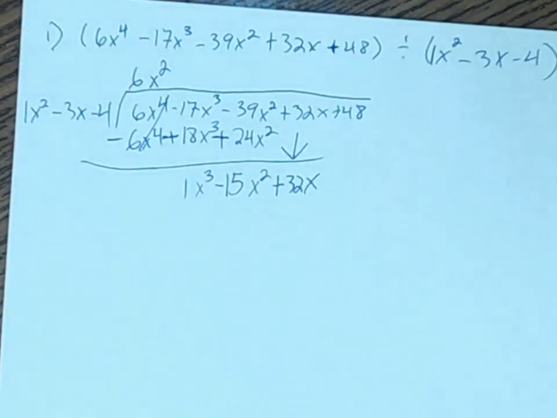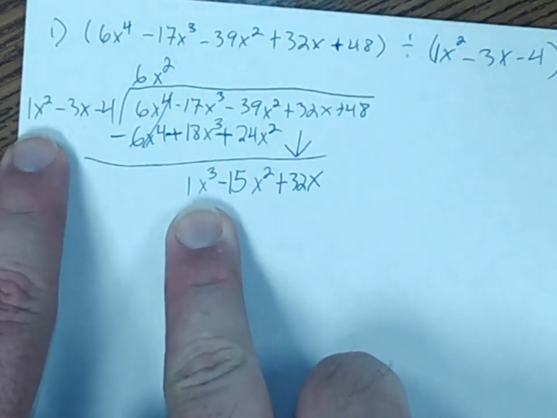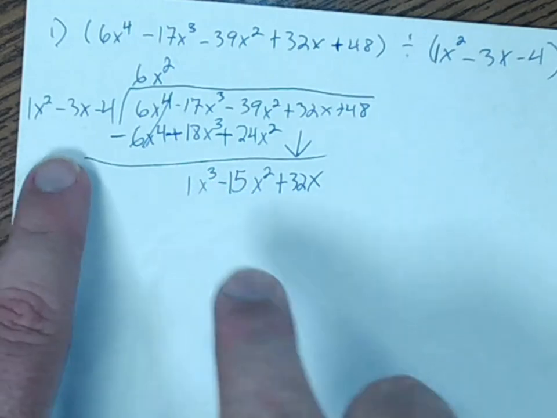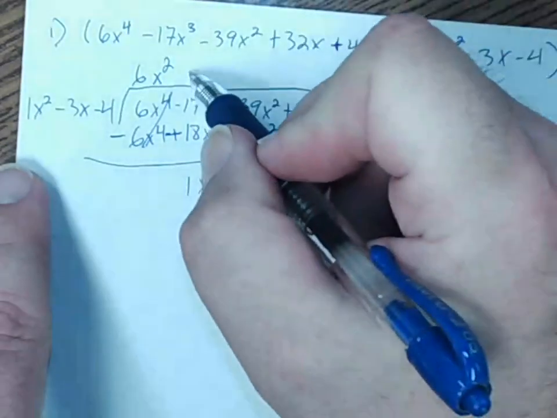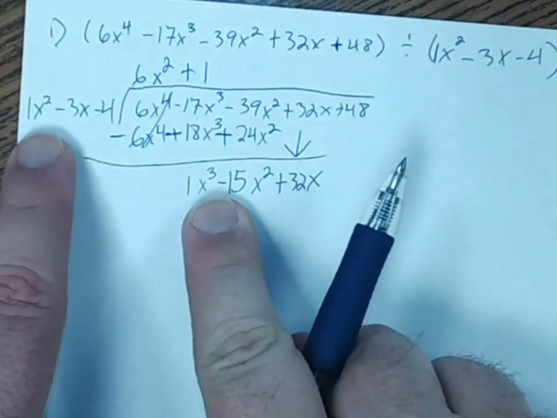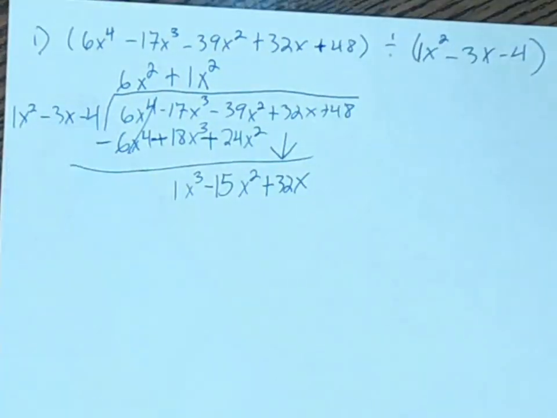And we repeat. Only now we're going to use this term and this term. So how many times is 1x cubed divisible by 1x squared? Well, 1 divided by 1 is 1, and that's a positive 1, so I'll put a plus. And x cubed divided by x is x squared. So there's my division. Then I multiply.